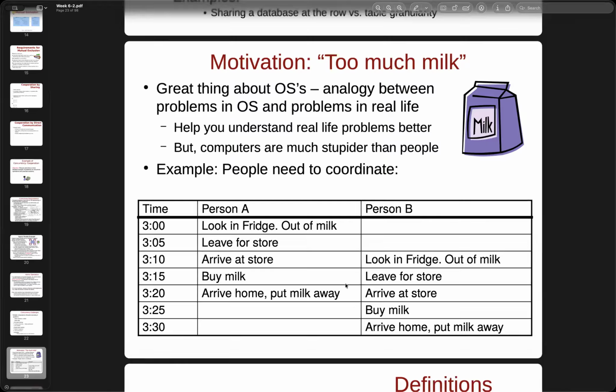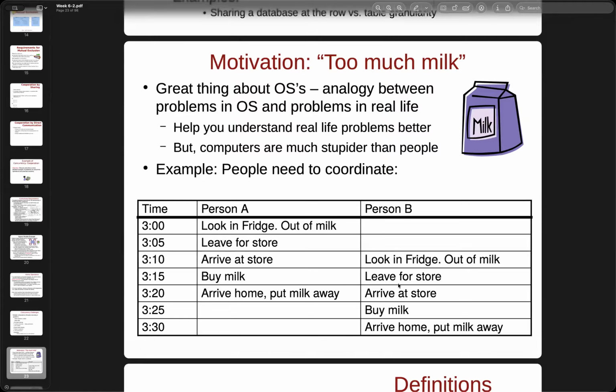So if you see the question, think of it as process A or person A, it doesn't matter. Let's say we start at time 3. We look at the fridge, we're out of milk, so we leave for the store. This is what process A is doing. For person B, you also look at the fridge and see you're out of milk, so you need to buy milk and you leave for the store.